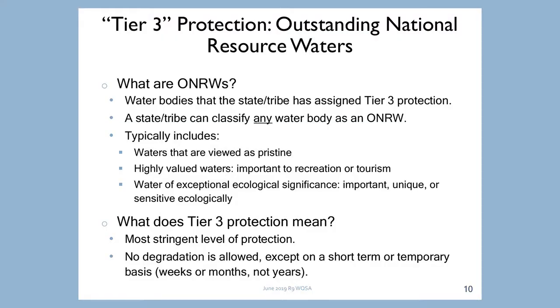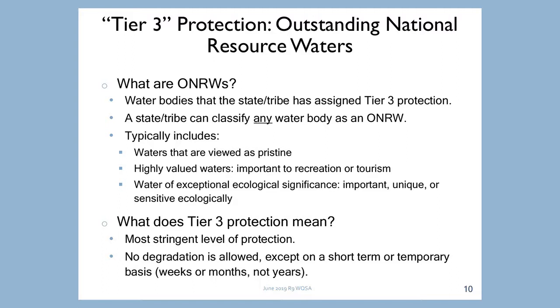All right, again, a state or tribe can classify any water as an ONRW. It doesn't have to be a high quality water. It could be a swamp. It doesn't matter. It's what you feel like the only way to restore it will be to just stop degradation. It typically does include the waters that are viewed as pristine. I think Lake Tahoe might be in that category. Highly valued waters, important to recreation or tourism, Lake Tahoe. Waters of exceptional ecological significance, importance, unique, or sensitive ecology.